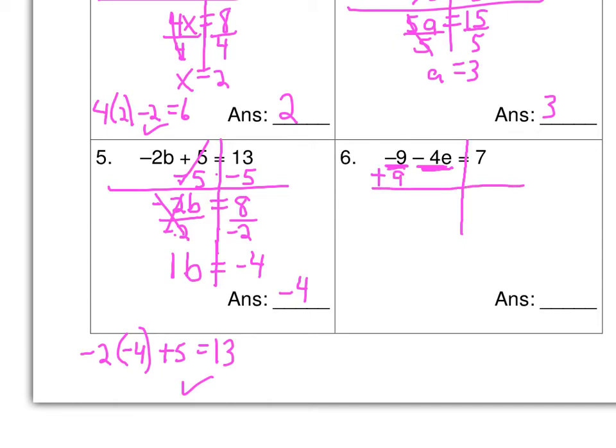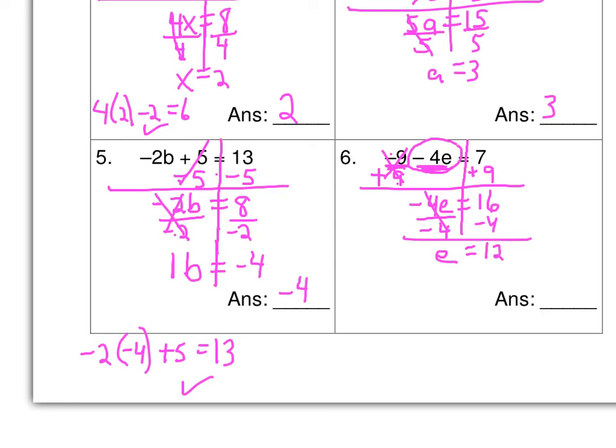Whatever you do to one side, we do to the other. If I add a positive 9 to a negative 9, that makes 0. So I've zeroed that out. And then I can bring this entire thing down, including the negative sign. And then an equal sign, and 7 plus 9 is 16. So now I have a one-step equation, and I'm going to divide both sides by negative 4. So divide, you get 1e equals 12.